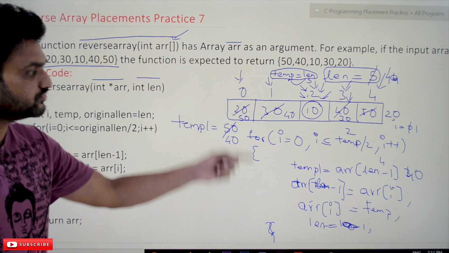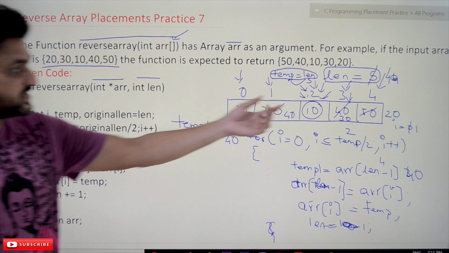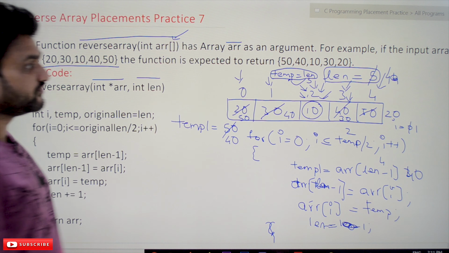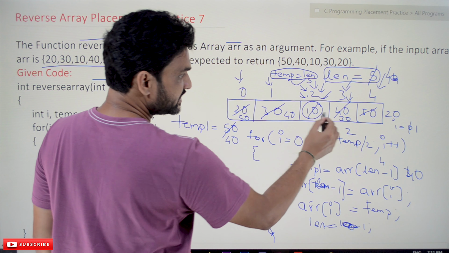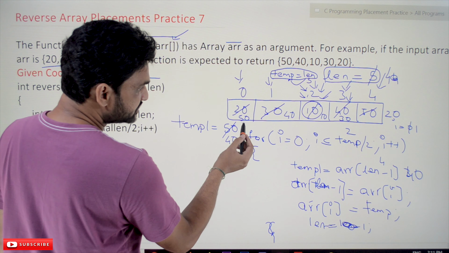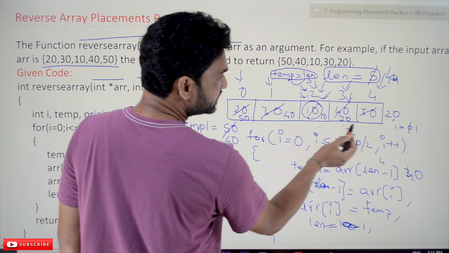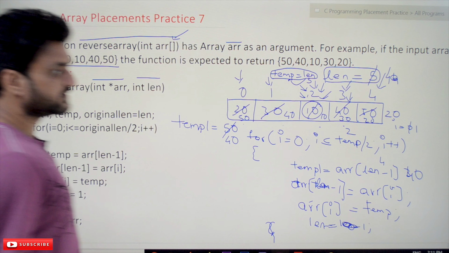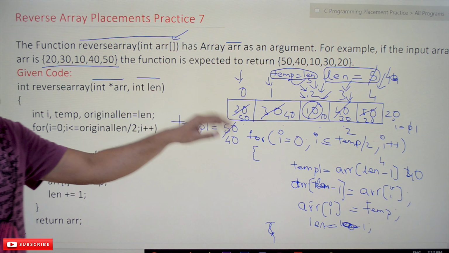So you try to do one more iteration. So with that this 10 will remain here itself. Now what are the new values? It is 50, 40, 10, 30 and it is 20. So I have written it here 20. Okay, so this is how we can reverse the elements.